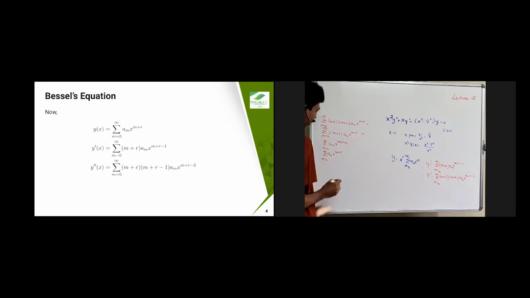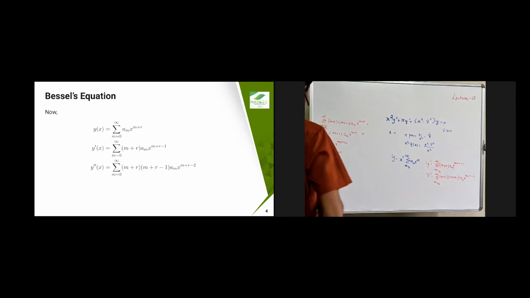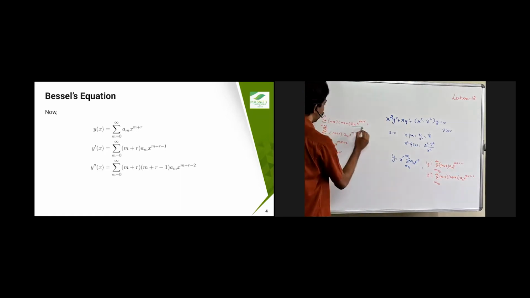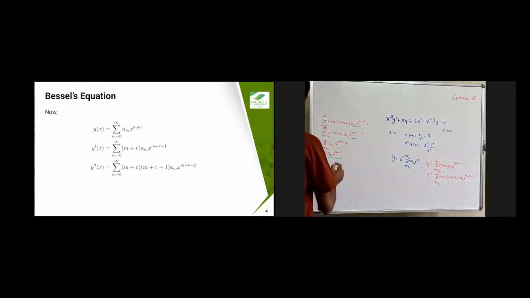So you can see that there are 3 terms with x power m plus r. So 1, 2, 3. These 3 are with the x power m plus r term, whereas this term is with x power m plus r plus 2. So I'm going to replace this one as the m plus r term. What I will do is shift this to 2 onwards.